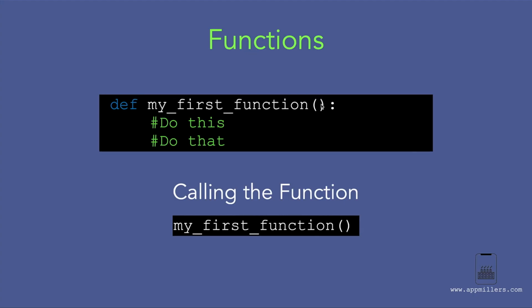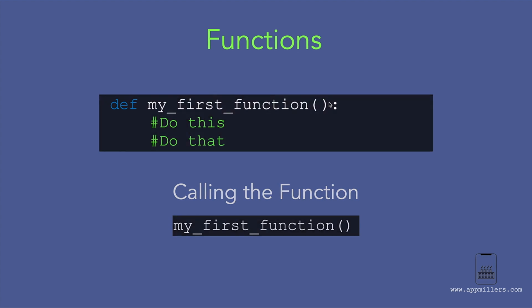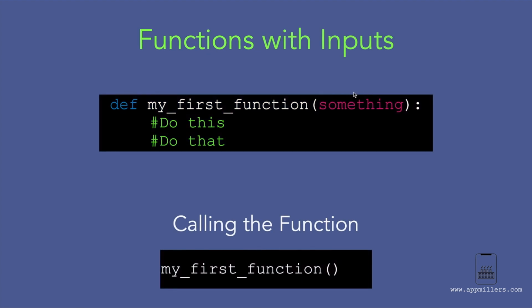Now we need to look more closely at these parentheses. What we can do is add the name of a variable inside these parentheses to start giving our function some input. So let's say there's a variable called something that's going to be passed to our function. As soon as we get this variable as an input, we can do anything with it. So this means that we can do this with something, and this something can be used inside this block of code.